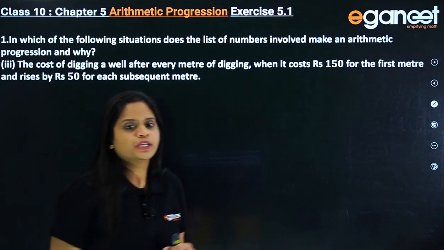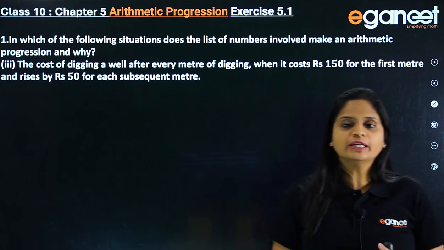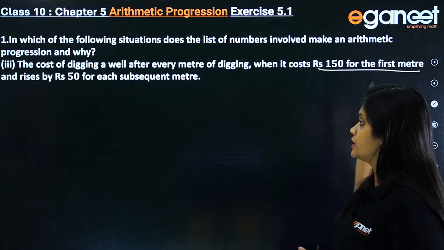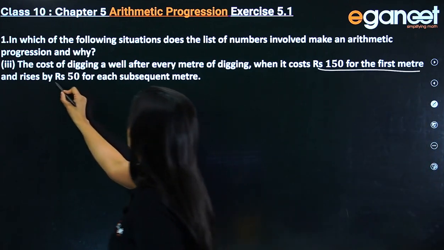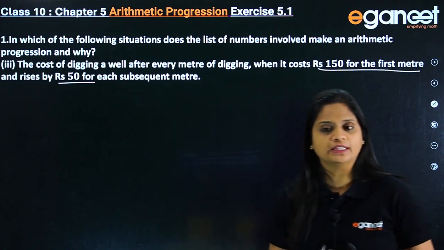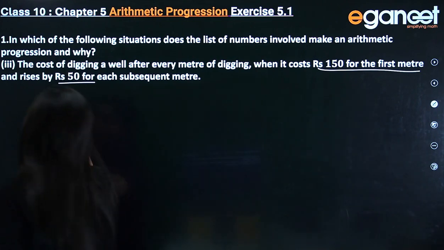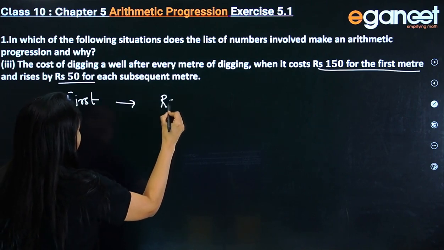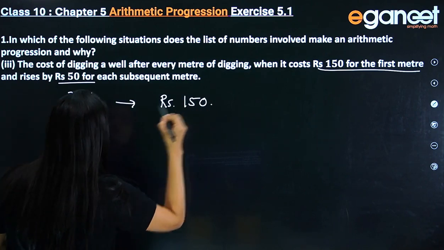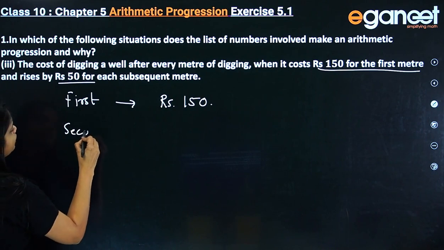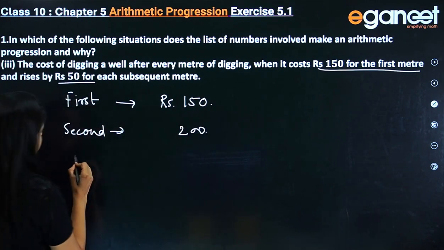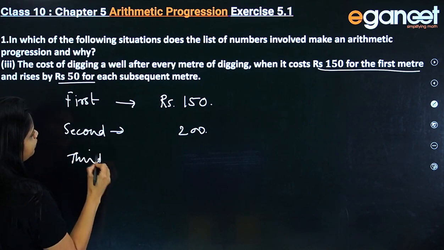Let's move further. The cost of digging a well after every meter of digging, when it costs rupees 150 for the first meter and rises by rupees 50 for each subsequent meter. Meaning for the first meter, you have to pay how much? You have to pay rupees 150. For the second meter you will pay how much? 150 plus 50, which is 200. Then for the third meter you will pay what?